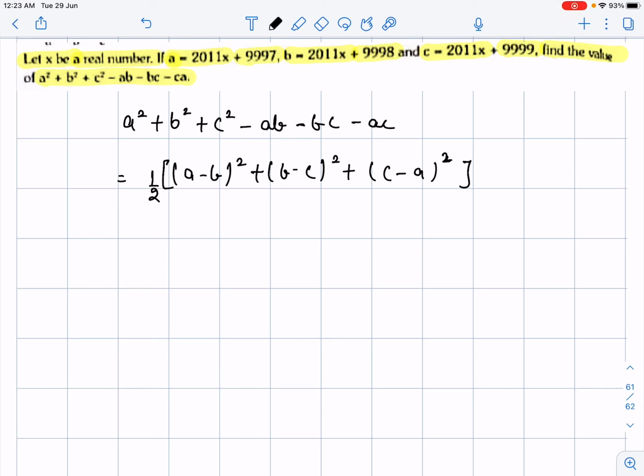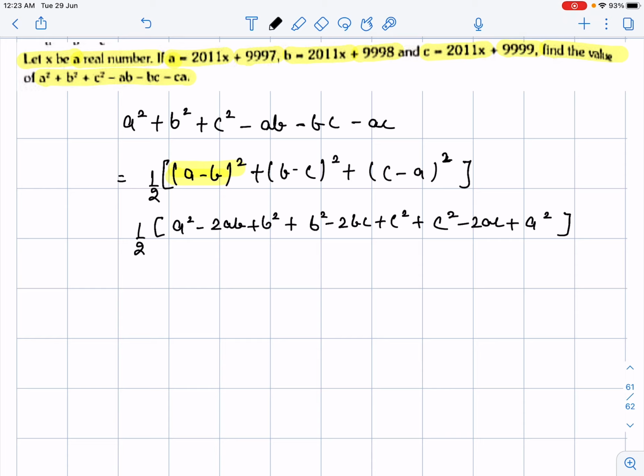Now you might be wondering, sir, how did you get this? Let me show it to you. (a minus b) the whole square will be a square minus 2ab plus b square. (b minus c) the whole square will be b square minus 2bc plus c square. (c minus a) the whole square is c square minus 2ac plus a square. The whole will be multiplied by 1 by 2.